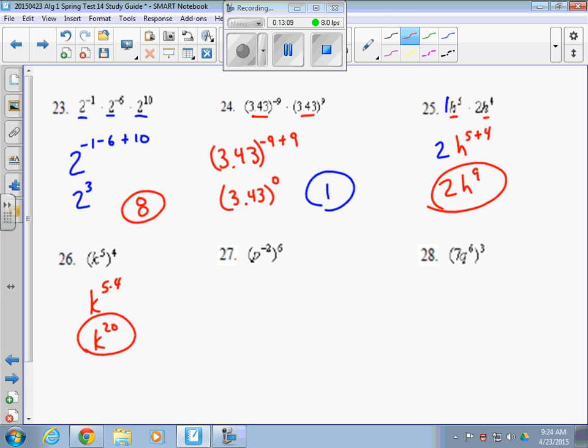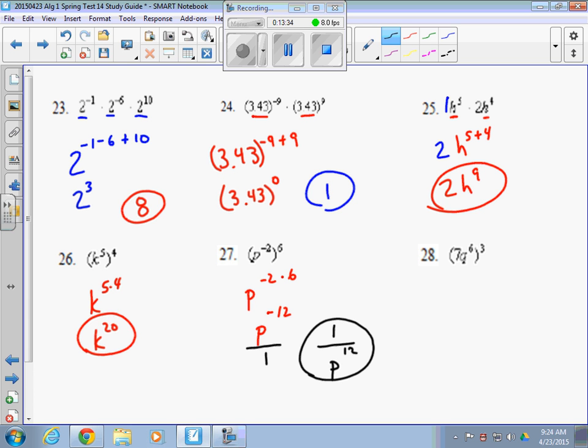P to the negative 2 to the 6, again, you multiply them. P to the negative 2 times 6 is P to the negative 12th. We can't leave it with a negative exponent, though. Just like previous problems, it has to ride the elevator. When it goes down, it becomes 1 over P. Now it's to the positive 12th.